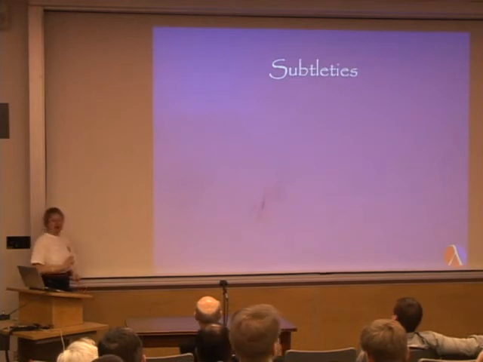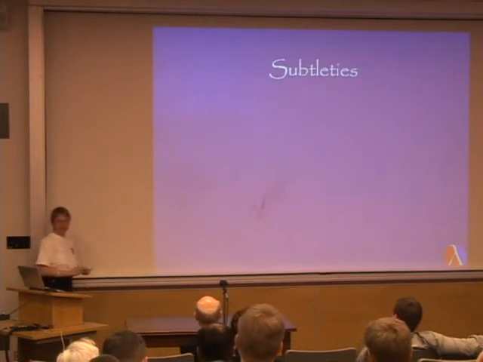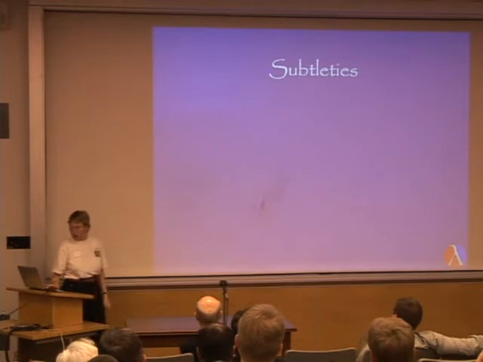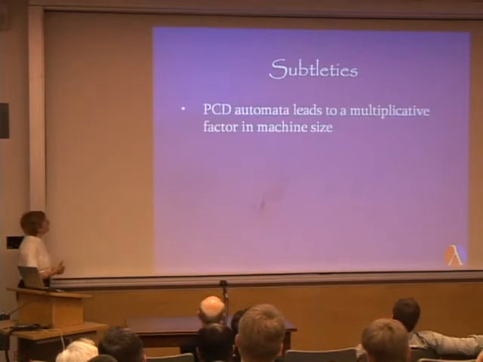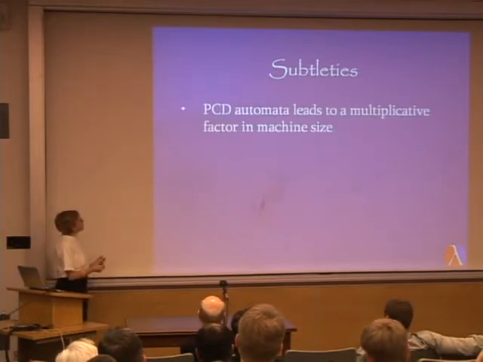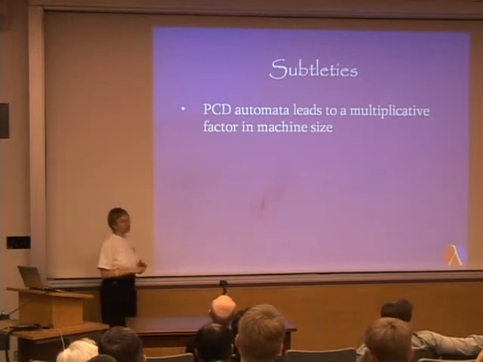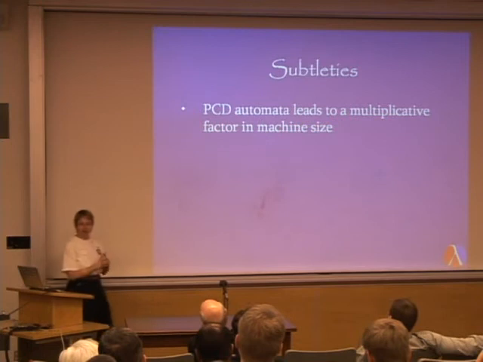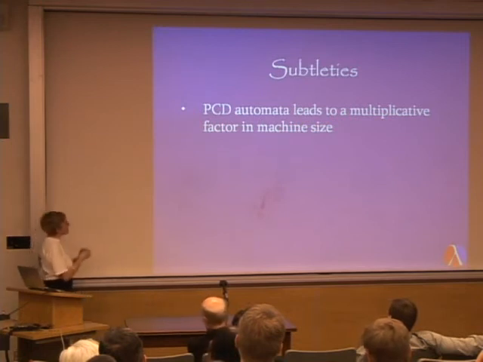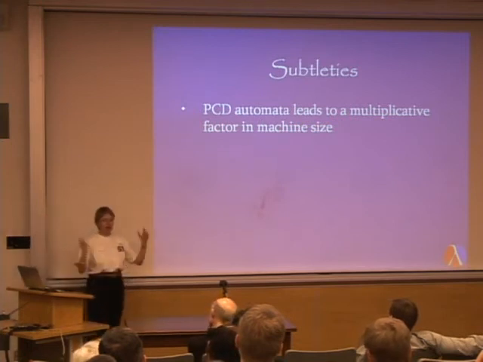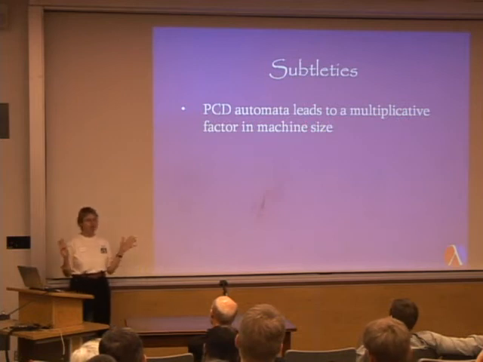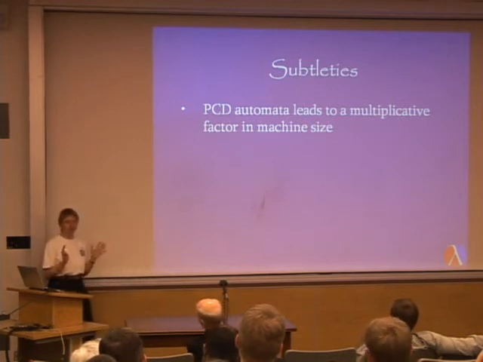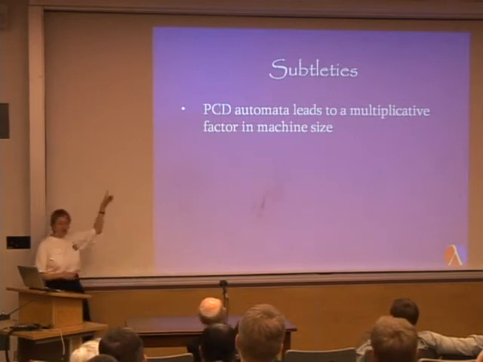Now, this is the very high-level version of this. What are some of the subtleties that come up? Well, the first one is that the PCD automata leads to a multiplicative factor in the machine size because you're doing cross products. And as Shriram mentioned this morning, the biggest pain in the neck, if you're a verification person, is state machine size. That's the limiting factor for us. It's space, far more than time. So this approach, as I've outlined it here, is probably going to blow up and be a serious problem.